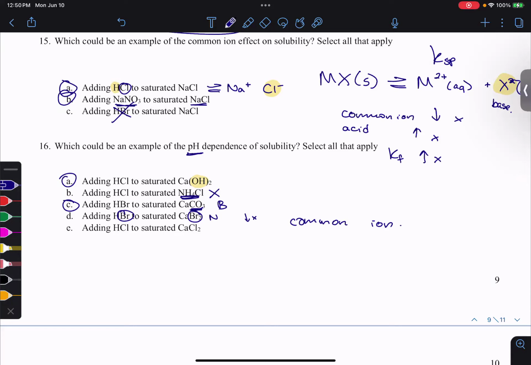So in the previous one, we were looking at common ions. This one, we're just looking at acid. Okay. And then this final one, yeah, adding HCl to saturated calcium chloride, same thing. This is pH neutral, so it's not going to do anything. This is actually another example of common ion. All right. So yeah, adding acid, it's only going to affect things that are basic.